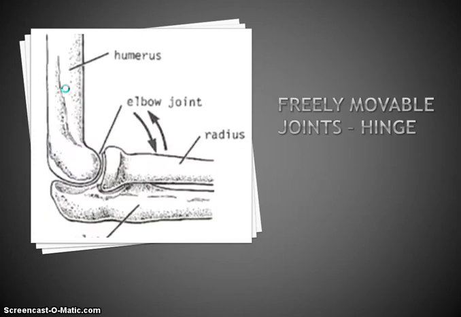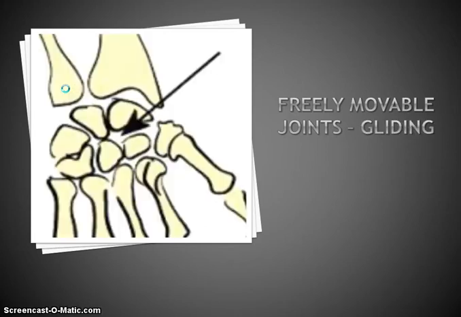The next one is called the hinge joint. Again, it's freely movable, but it only goes in one direction, so you can move your arm up and down. It doesn't go the opposite way. The last type of joint is called gliding, and we find this in the bones of our wrist. As we move, there are numerous bones that will actually glide past one another.